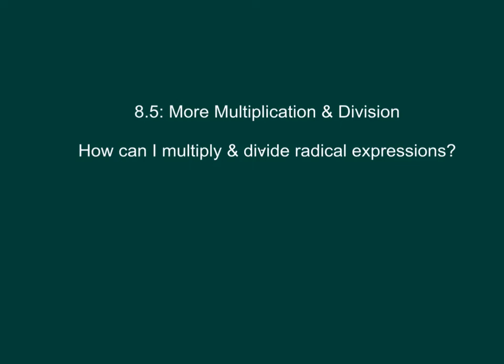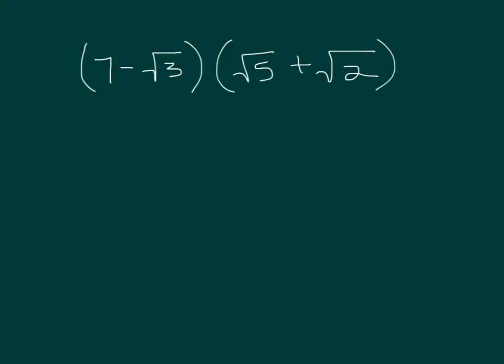For section 8.5, we're going to look at some more multiplication and division with radical expressions. Let's look at this first problem. It looks like we've got a binomial times a binomial, but inside of those binomials are radicals.